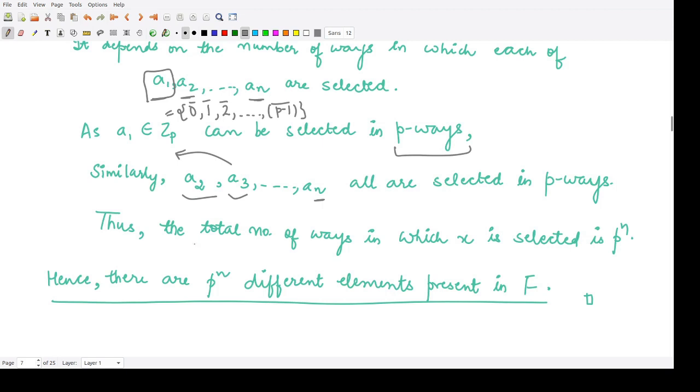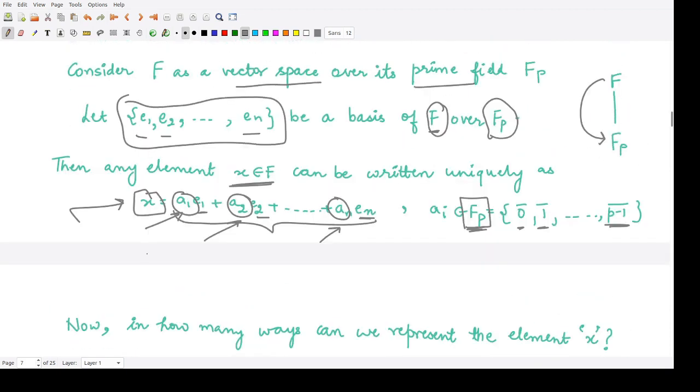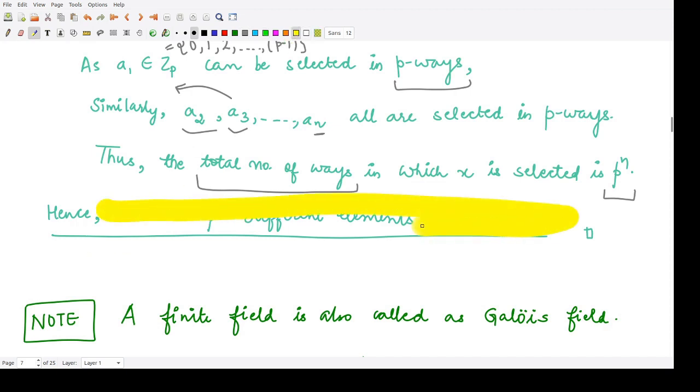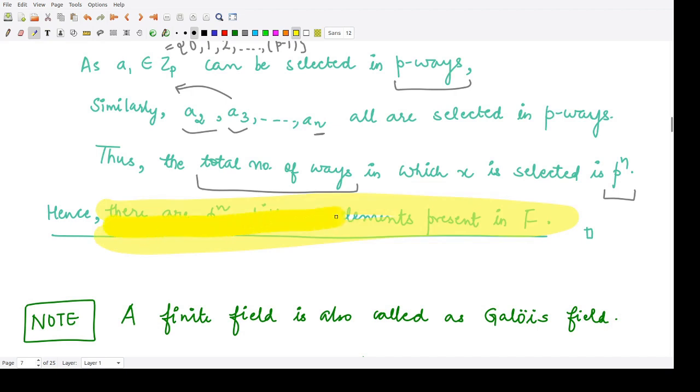Therefore the total number of ways in which we can select all these elements a1, a2 up to an from Fp is p to the power n, and that is the number of ways in which we can represent the given element x. So this is the only number which represents the total number of elements. There are exactly p to the power n elements present in F. So this is the result.